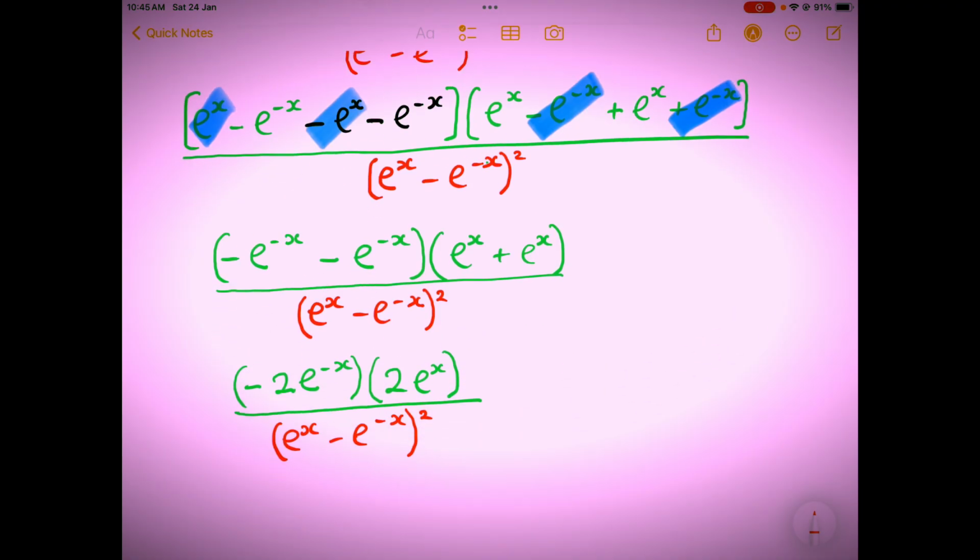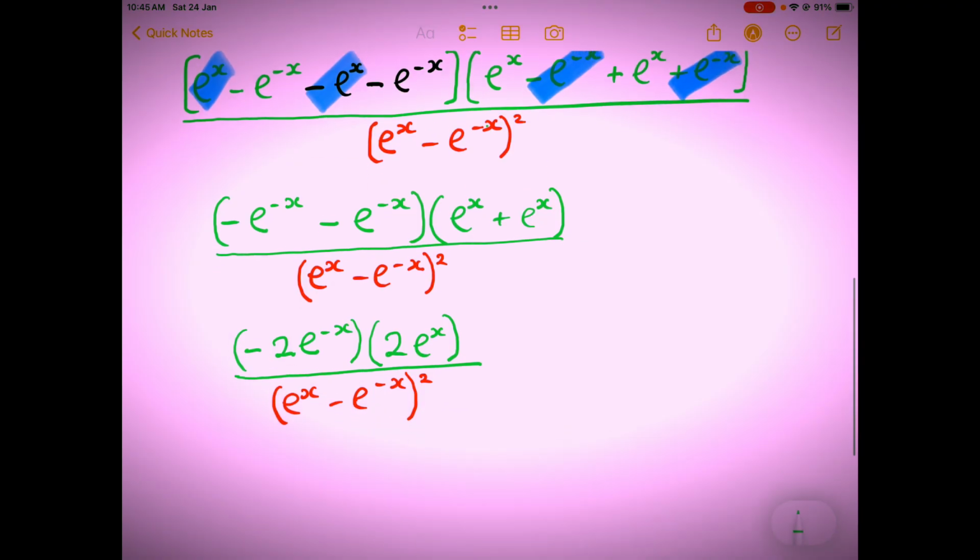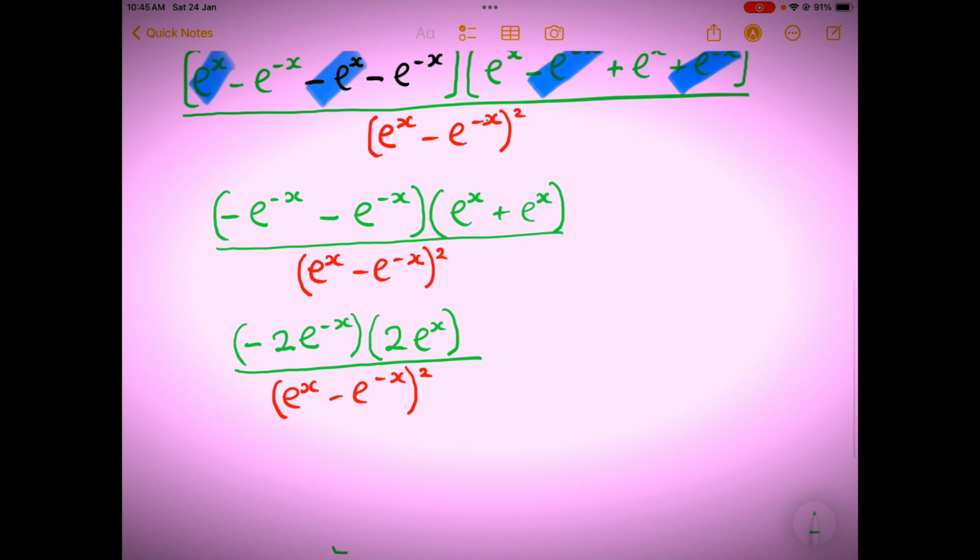So guys, from here we can still do something. Let's check something here when we focus on the numerator part. Minus 2e^(-x) multiplying 2e^x. So here, this minus 2 we see here can multiply these 2, and that will give me minus 4, right? That will give me minus 4. And then the e^(-x) multiplying e^x.